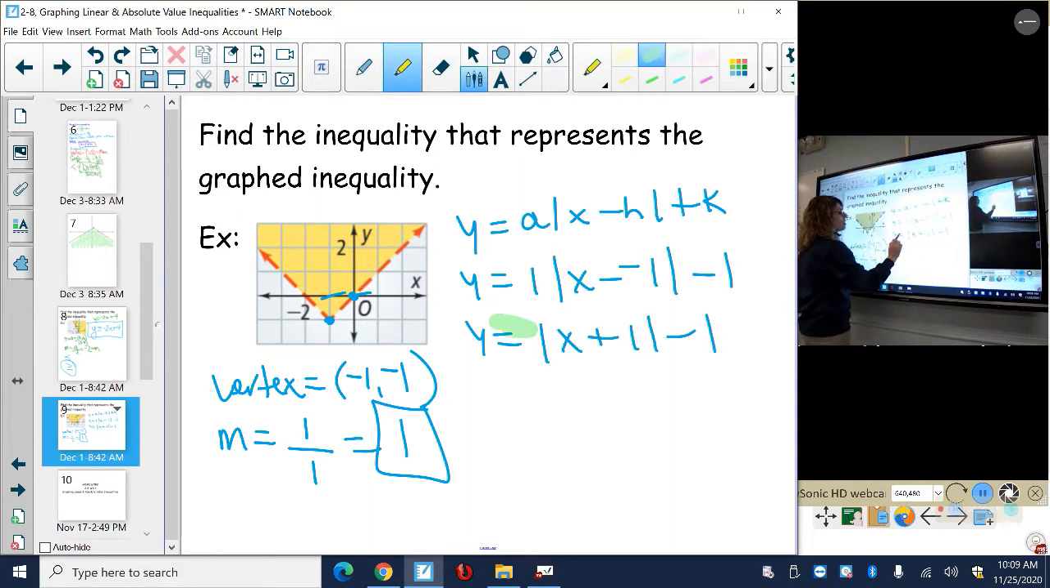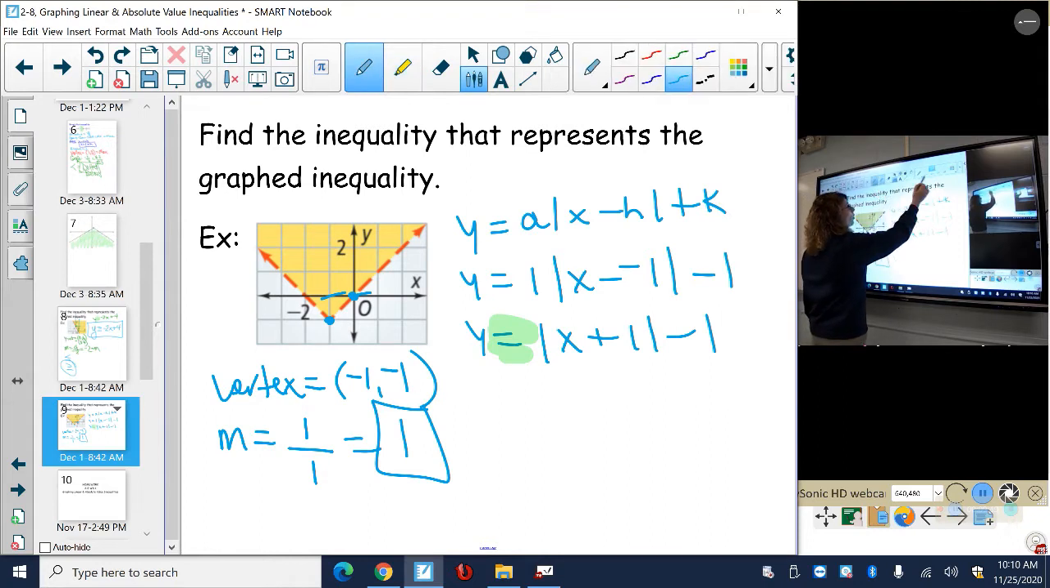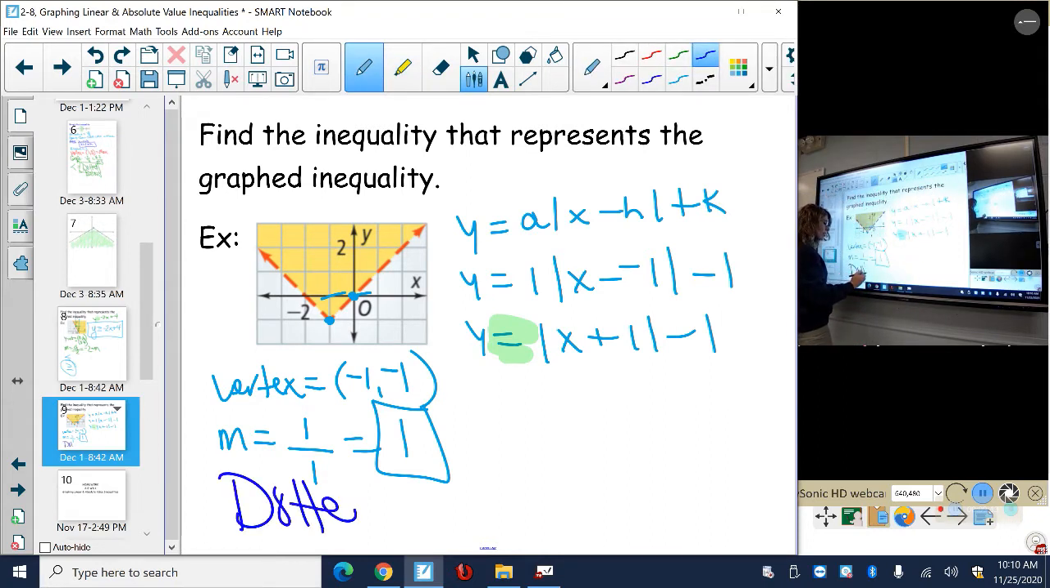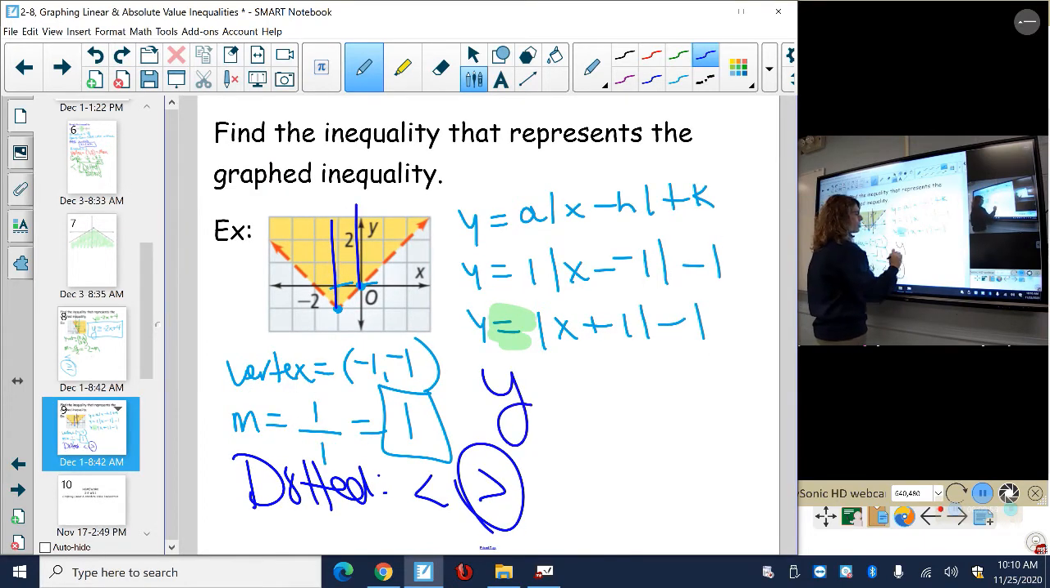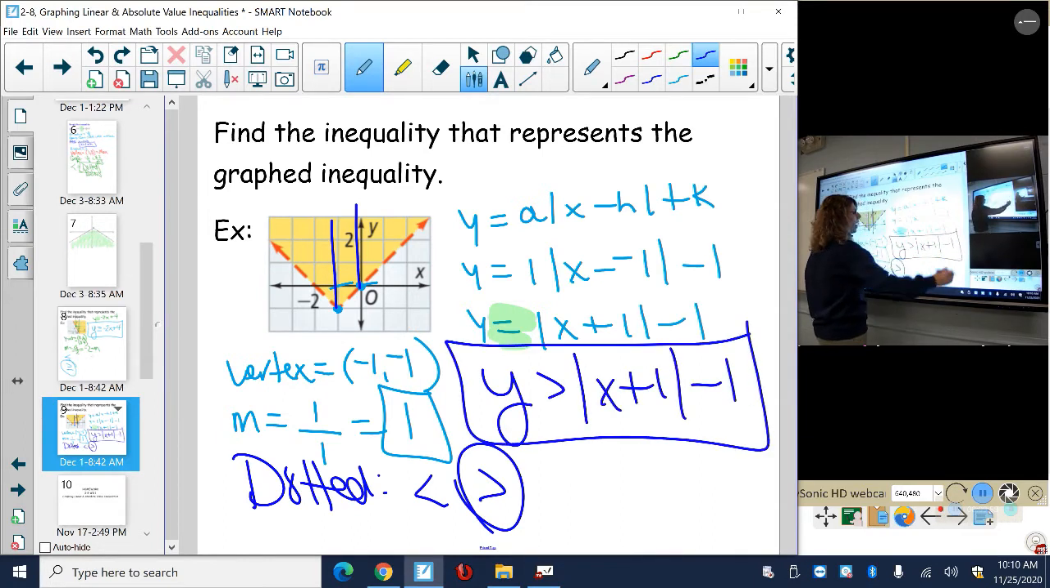So now this equal sign needs to be replaced with an inequality symbol. So is my line solid or dotted? It is dotted. Since it is dotted, I'm going to use less than or greater than. From these points, is the shading above it or below it? It is above it. So above it means greater than. So y is greater than the absolute value of x plus 1 minus 1, and that is your inequality that you should be looking for.